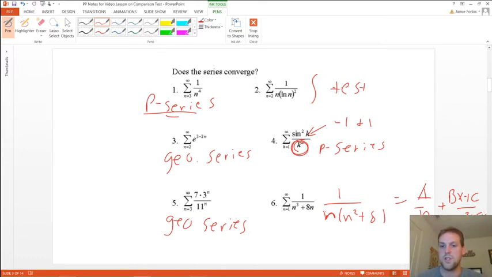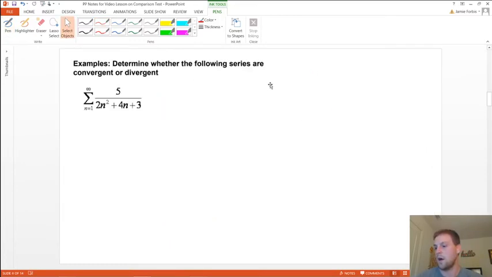But again, I want to jump more to comparison test problems, which is like this one, if I can get to it. There we go. All right. So it says determine whether the following series is convergent or divergent. Like I said, I like to do it whenever you have some polynomial and a rational. I think that's pretty okay.